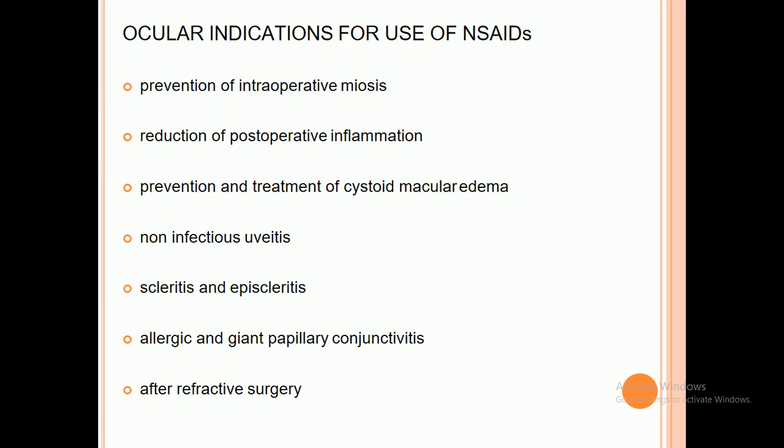Miosis is when the pupil size becomes reduced in the eye, as opposed to mydriasis. NSAIDs are also used for the reduction of post-operative inflammation. The third one is that NSAIDs are also indicated for the prevention and treatment of cystoid macular edema, which we have already discussed in our previous lectures.